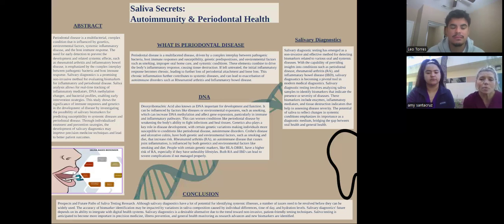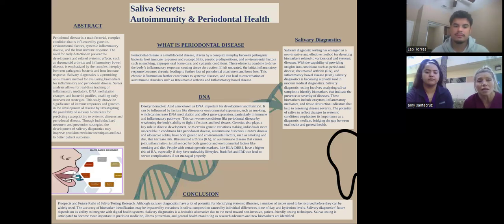So traditional periodontal assessments rely on clinical measurements, such as probing depths and radiographs to determine bone loss, which only really detects the disease after it has already occurred. However, salivary diagnostics presents a non-invasive, innovative method for early detection before the damage has already occurred. Saliva contains a wealth of biomarkers that can indicate the presence of periodontal pathogens, inflammation, and even tissue destruction before symptoms become clinically evident.